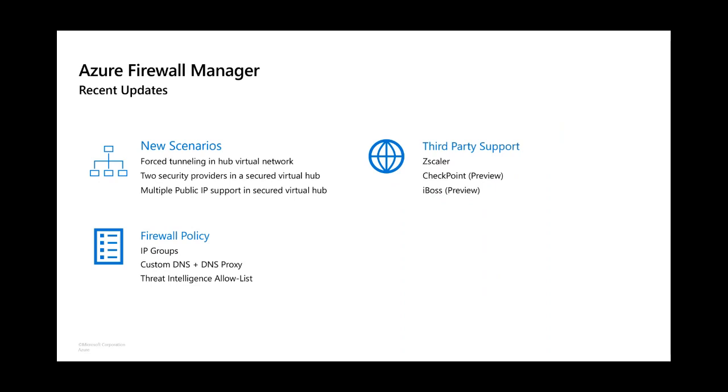Again, I covered that in the previous webinar. And also in the firewall policy, you can manage or whitelist any false positives which you may see from a threat intelligence perspective, because Azure Firewall uses threat intel, and if there is any whitelisting you have to do, you can do it in the central firewall policy using Firewall Manager.